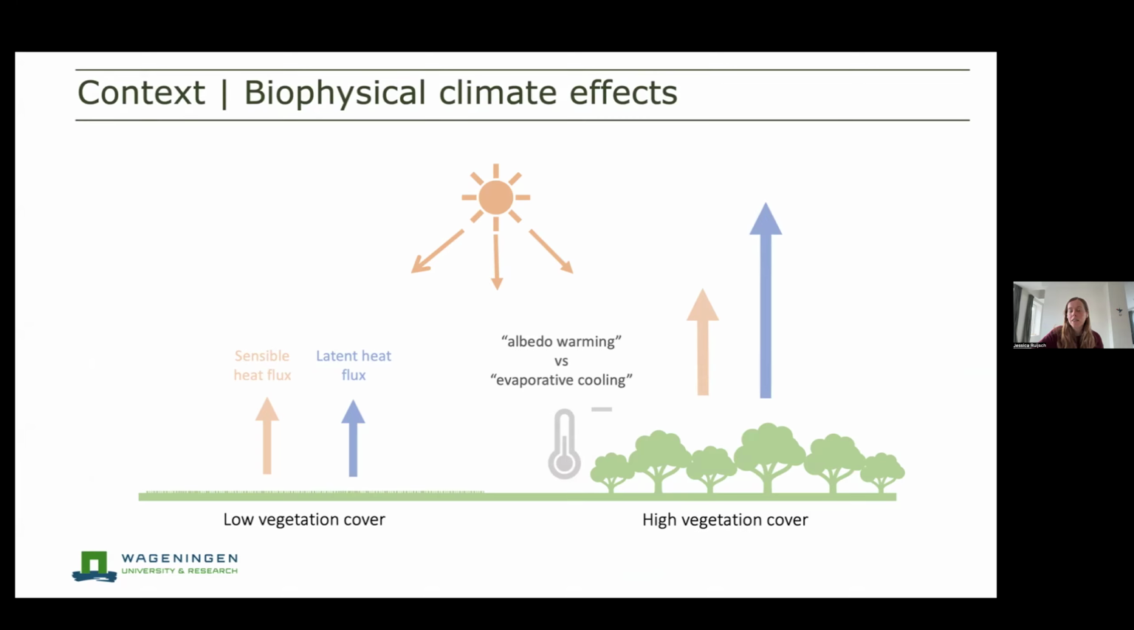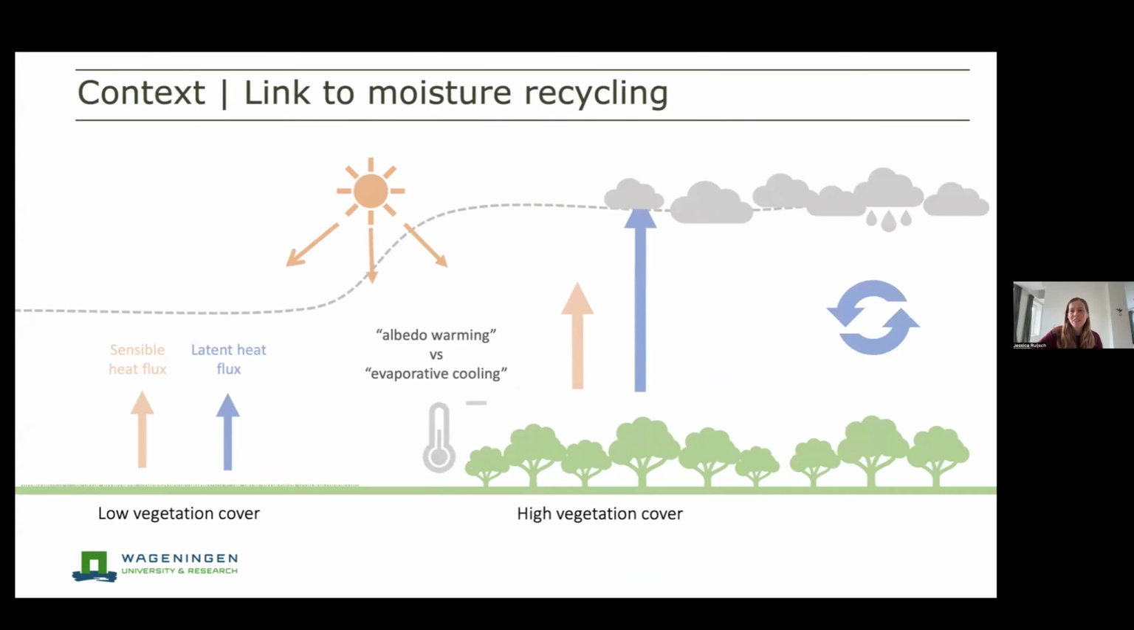In addition to that, these changes in the energy balance can also impact things like boundary layer growth and cloud developments. And because we are at a moisture recycling seminar, this also links to moisture recycling, because this change in cloud formation and precipitation can also lead to changes in moisture recycling and even feedbacks to vegetation. So it's a starting point if you think about land cover change.